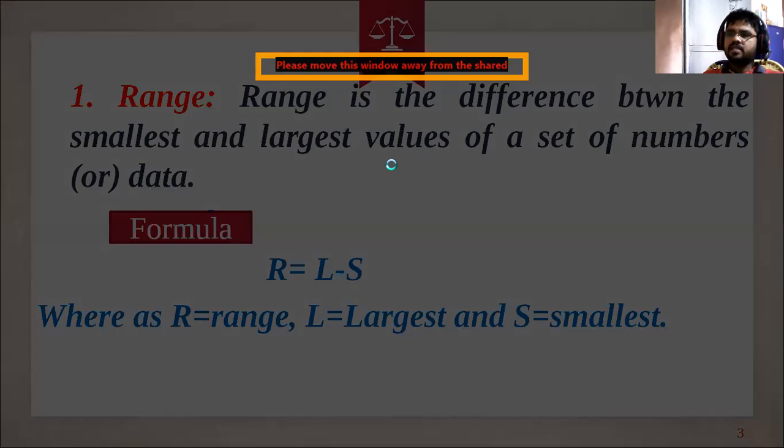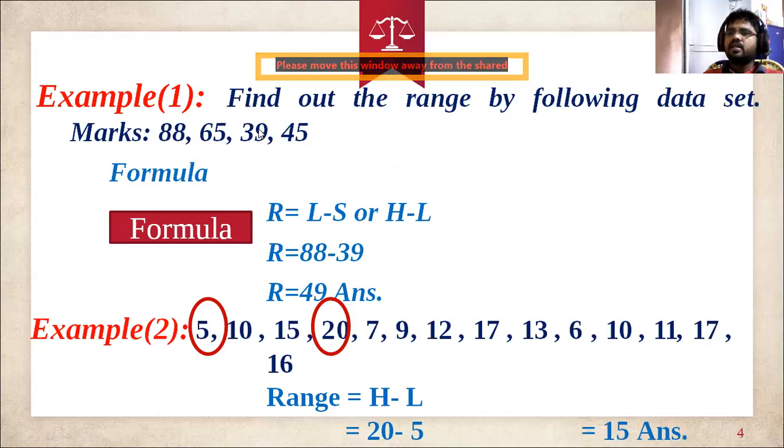Let me take another example. Find the range for the following data set. I have taken four students in a particular class. The first person scored 88, another person scored 65, another scored 39, and another scored 45. Among these four marks, how can we calculate the range?